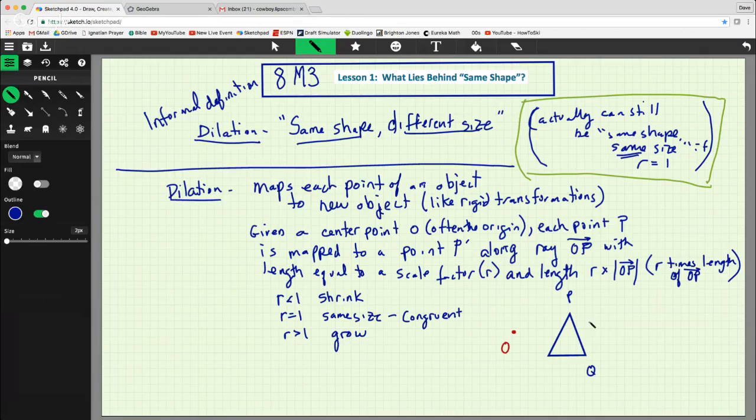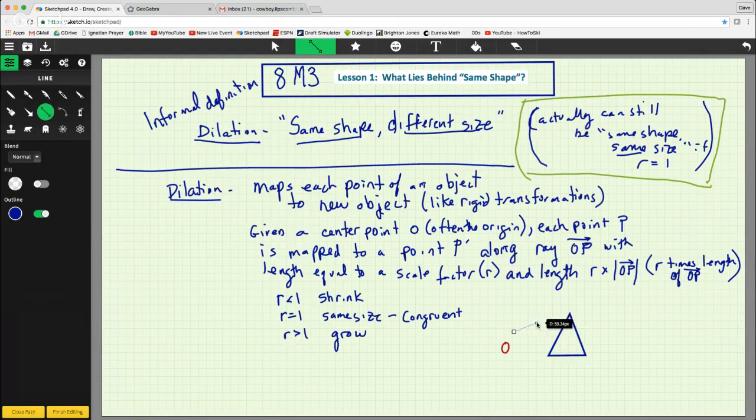along a ray that you draw from the origin to the point, with a length equal to a scale factor of r, so a length of r times OP. Let's just show you this, and then we're going to do it again and use GeoGebra to get even more technical about it. So let's say we're going to take each point. We're going to use our vertices.